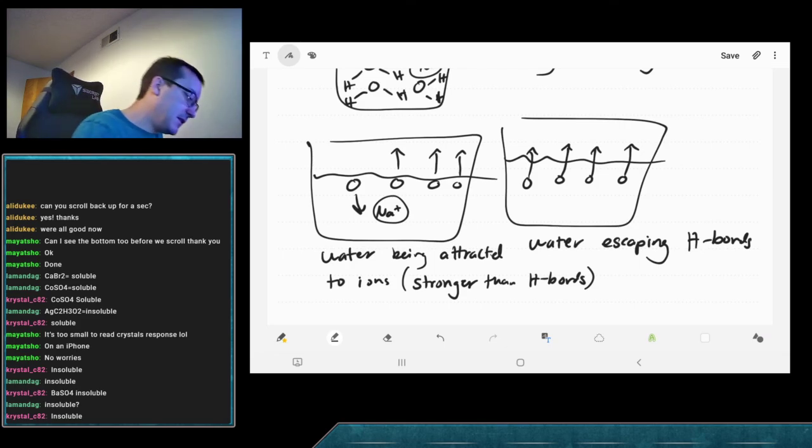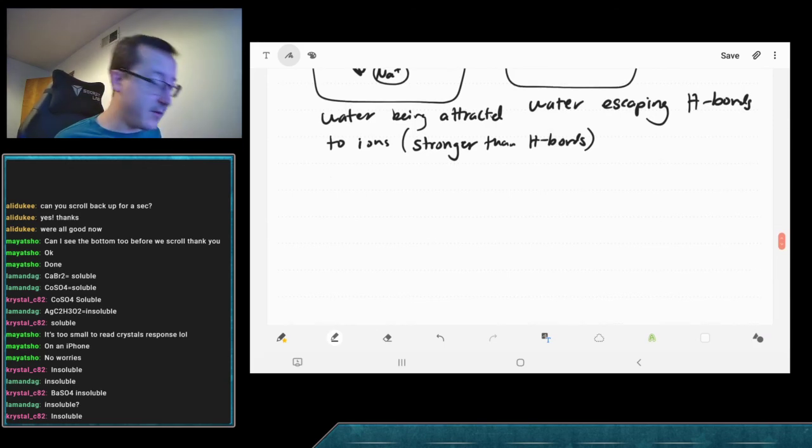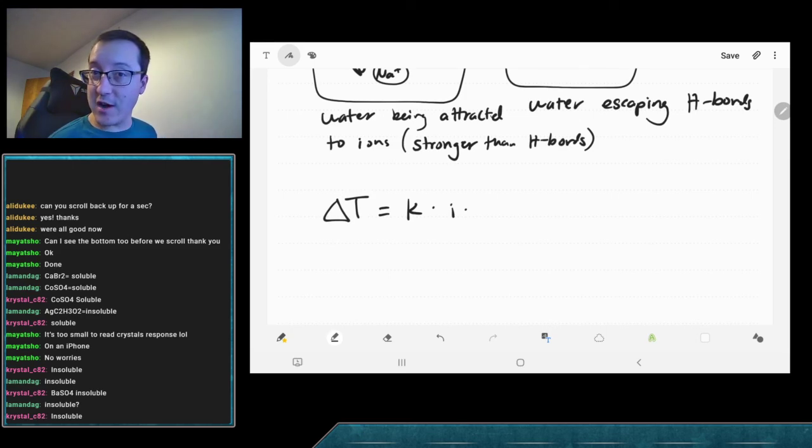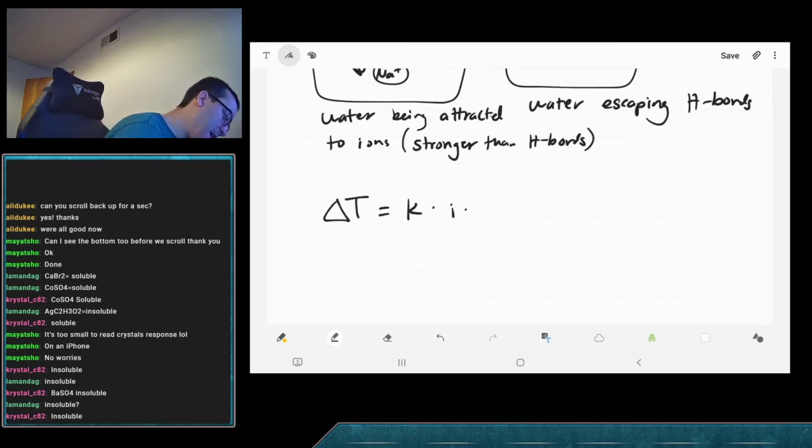So with that being said, we have a lovely equation to go through with this. And that's going to be our change in temperature, which is going to be related to a constant called K times something called the van't Hoff factor, which we're going to cover in just a second. And the last one is going to be the moles of solute over the kilograms of solvent.